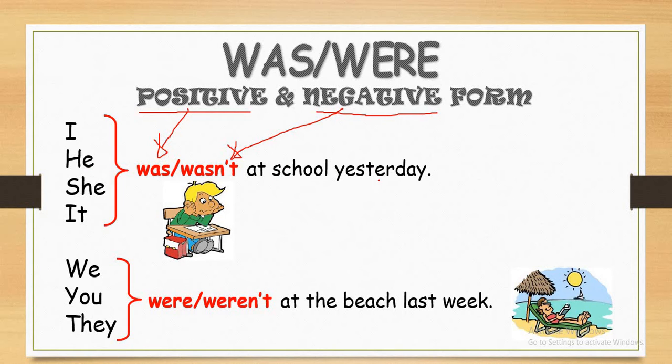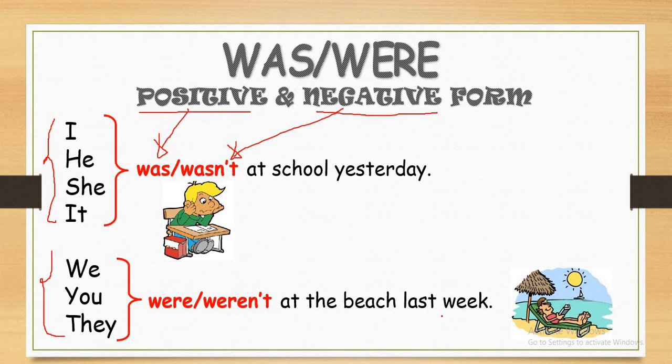He was at school yesterday. She was at school yesterday. It was at school yesterday. Okay. Let's look at we, you, they. Okay, we use we, you, they with were. Okay, this is singular, and then we have plural. Plural means two or more, okay, two or more people or things, right?